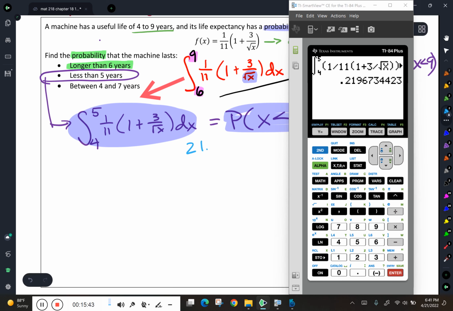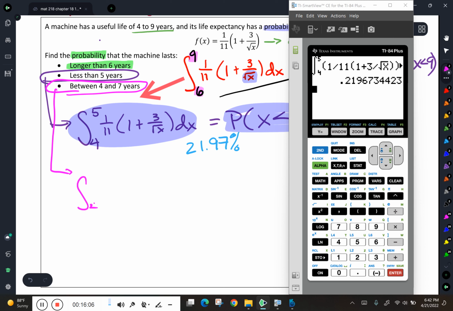So 21.97, 21.973, round wherever they tell you to round it, but it's almost 22% chance. Okay? And then what's the last one ask us to do? Between 4 and 7 years. Between 4 and 7 years of 1/11, 1 plus 3 divided by the square root of x dx. That's going to be the probability that 4 is less than our random variable is less than 7. Okay? And what is that going to work out to be?